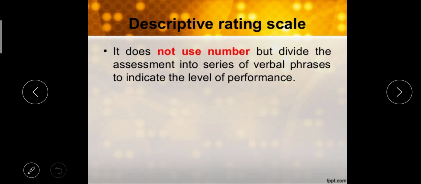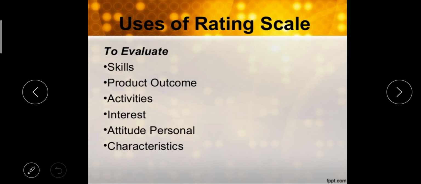The next one is the descriptive rating scale. It does not use numbers but divides the assessment into a series of verbal phrases to indicate the level of performance. Now I'll tell you the uses of rating scale: to evaluate skill, product outcome, activities, interest, attitude, personality and characteristics.